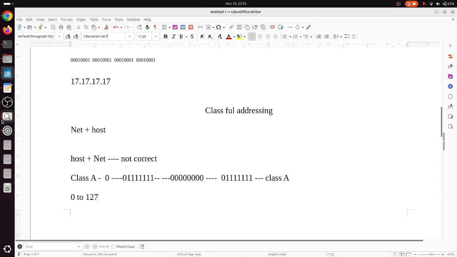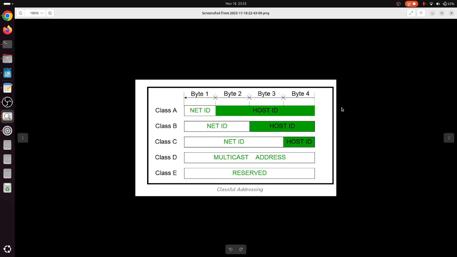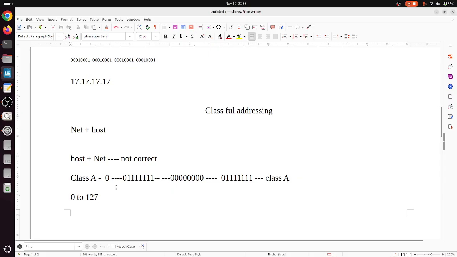So class A will have the information 0 to 127, which comes under the category of class A. There should be a structured norm to categorize class A, class B, class C. We use a structure where if the MSB bit starts with 0, then automatically it is class A. Here you can see the MSB bit is 0, and the rest 7 bits are taken as 1, so that it can have the maximum combination as 1. So the number ranges from 0 to 127.